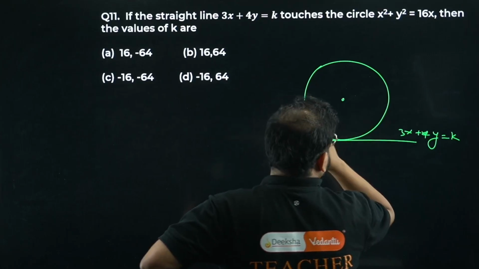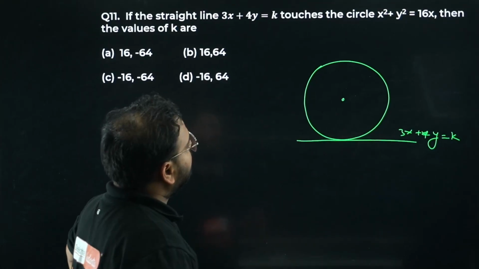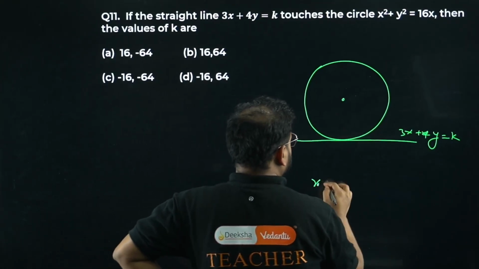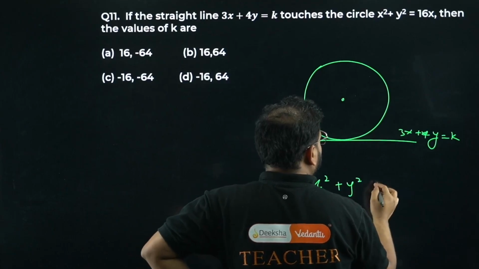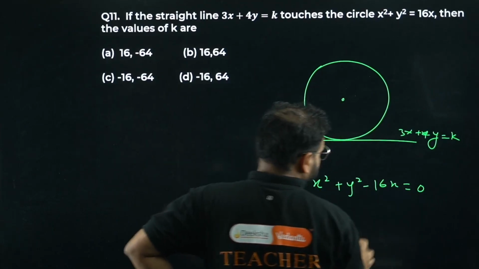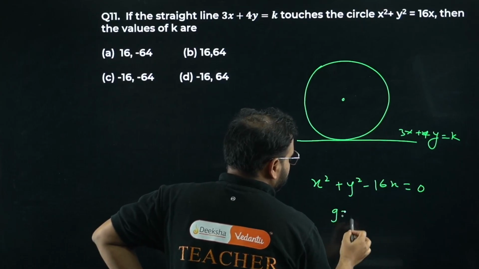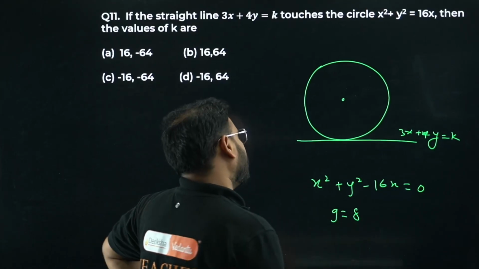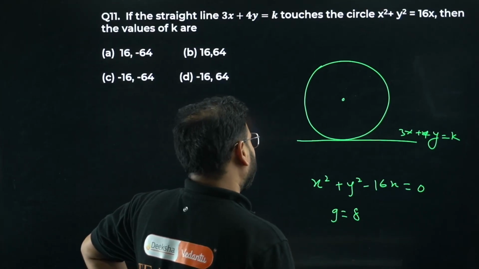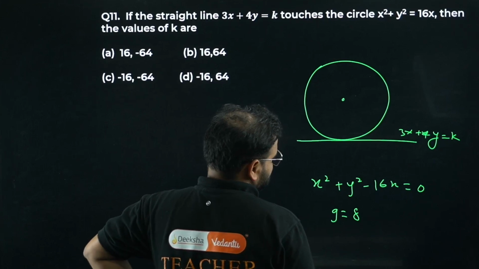Okay, some circle with a center, we don't know the center. But they've given the equation, right? x square plus y square minus 16x equals 0. It means the form is what? 2gx, right? So your g value is nothing but 8 here. Please check. So your g value is 8.